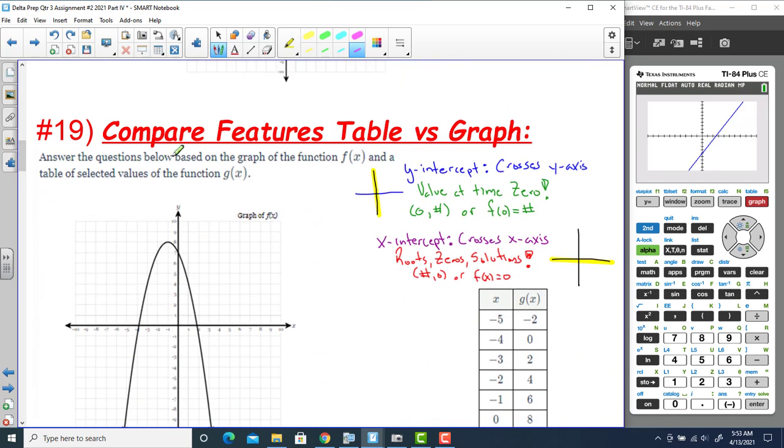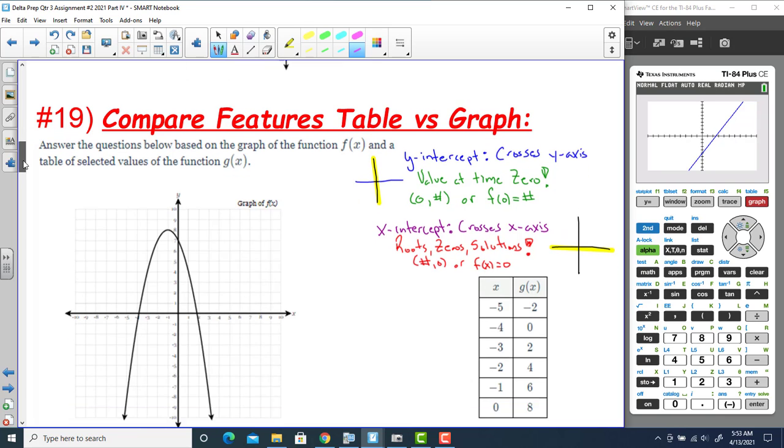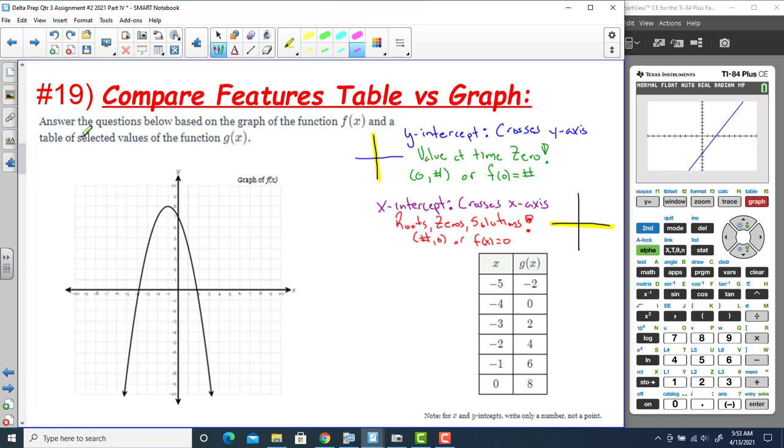Skill number 19 wants you to compare features of a table versus a graph. And this could be with a quadratic and/or possibly a linear. So the very first question says, answer the question below based on the graph of f(x) and the table of values for g(x). So the graph of f(x) is a parabola, and the table of g(x) may be as well, but I'm not sure.